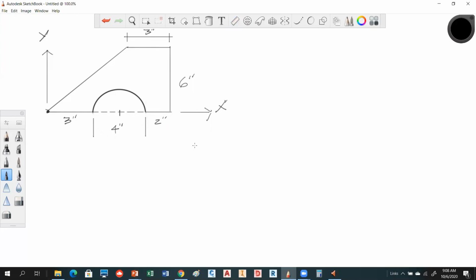Okay, does everybody see that? So we have 3 inches from the origin to where that cuts. We have this semicircle, which is 4 inches, so that's actually the diameter, right? And then this is 2 inches over. Then this is 6, and then this is 3. Now, we're cutting this thing out, so that's not really part of it, so we're going to have to handle that.